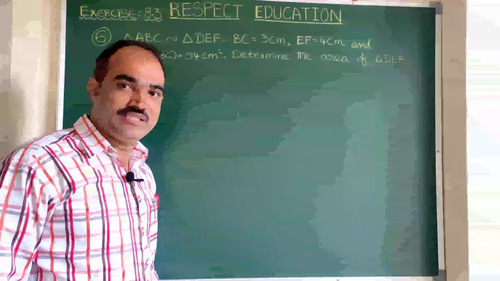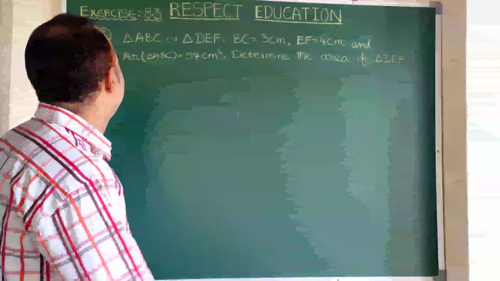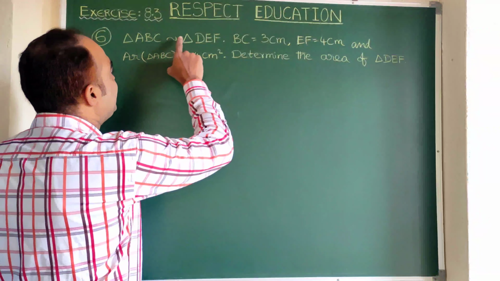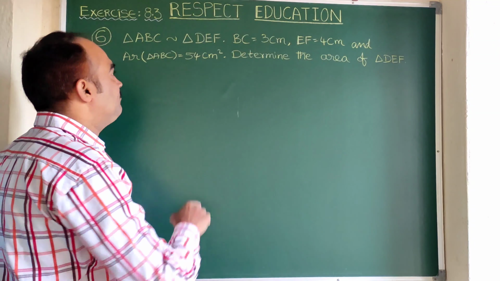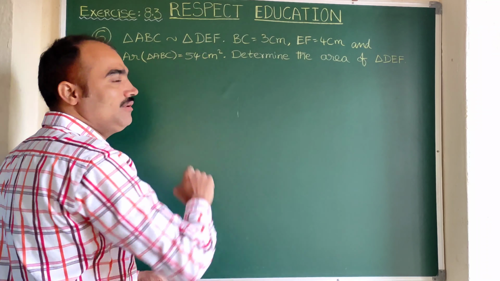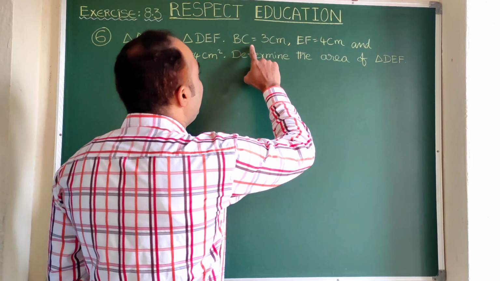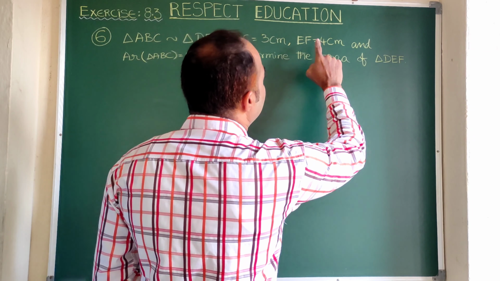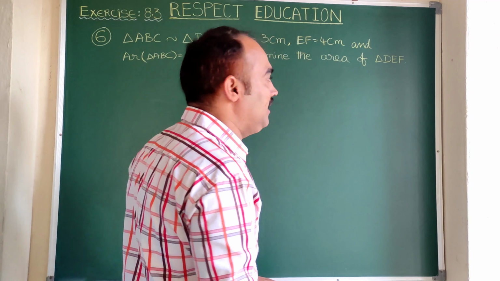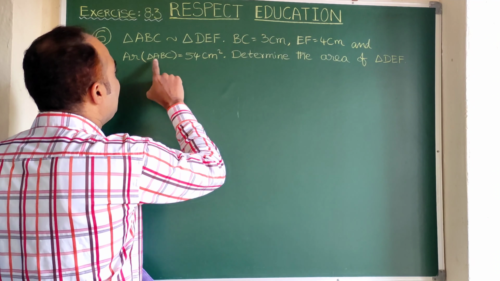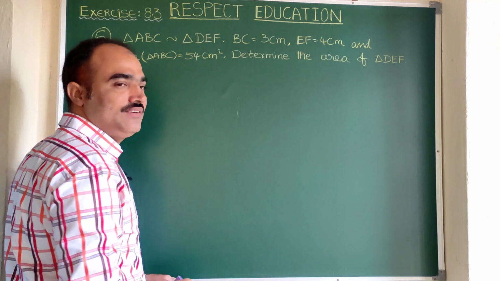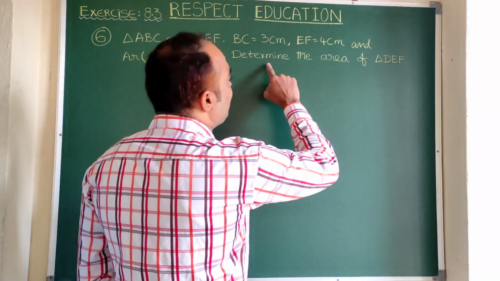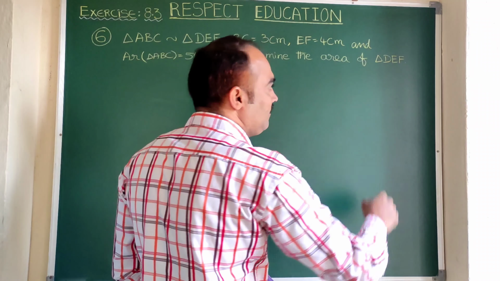Now let us see the next question, that is question number 6. Triangle ABC is similar to triangle DEF, means ABC and DEF both are similar triangles. BC is equal to 3 centimeter, EF equal to 4 centimeter, and area of triangle ABC equal to 54 centimeter square. Then determine the area of triangle DEF.